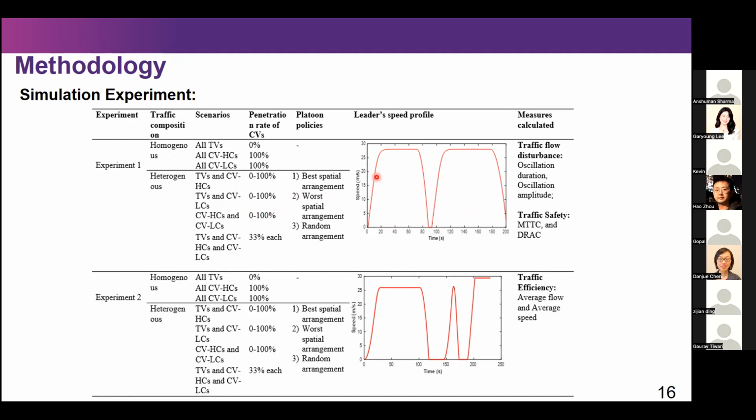Then there's a specific leader speed profile I have provided to the experiment. So as you can see that somewhere around 90 seconds down the line, the driver decelerates. Somewhere around 80 seconds, the driver decelerates and comes to a halt.